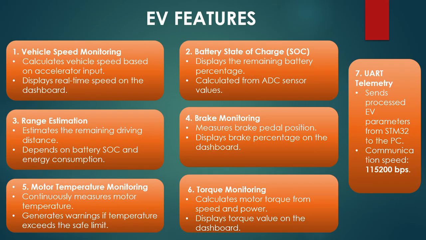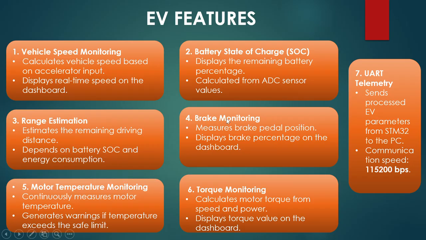This slide explains the electric vehicle features. The first one is vehicle speed monitoring. The dashboard continuously monitors the vehicle speed, allowing the driver to know the current speed. Second one is the battery state of charge. It displays the remaining battery percentage, helping the driver to understand the available battery capacity. Third one is range. The range predicts how far the vehicle can travel with the remaining battery charge.